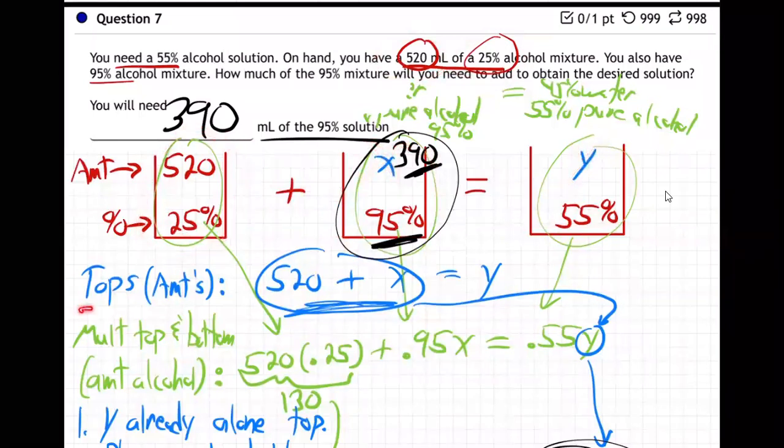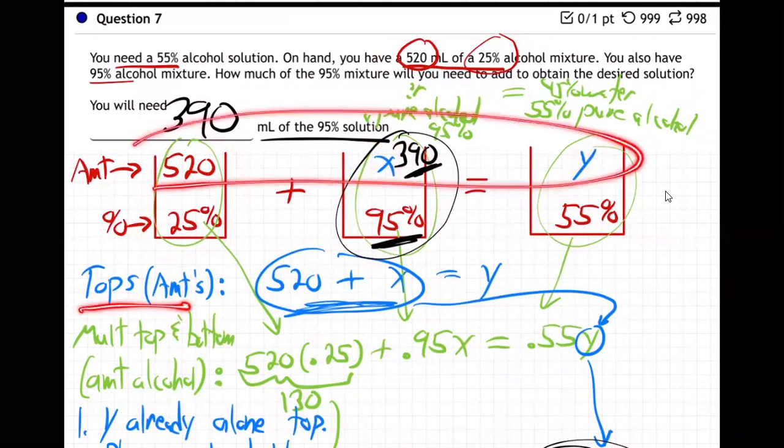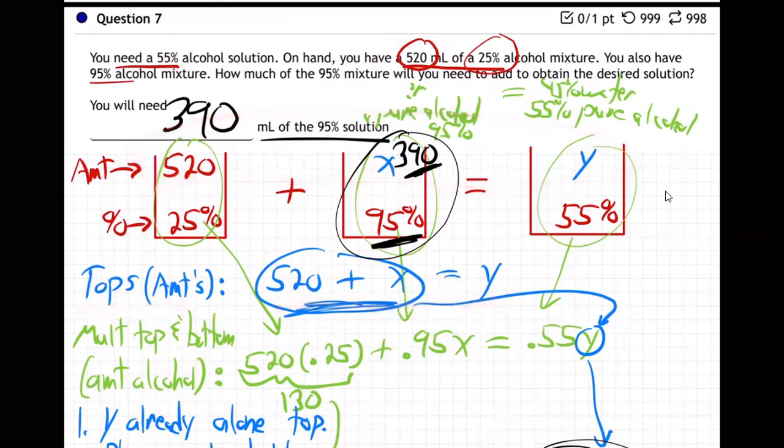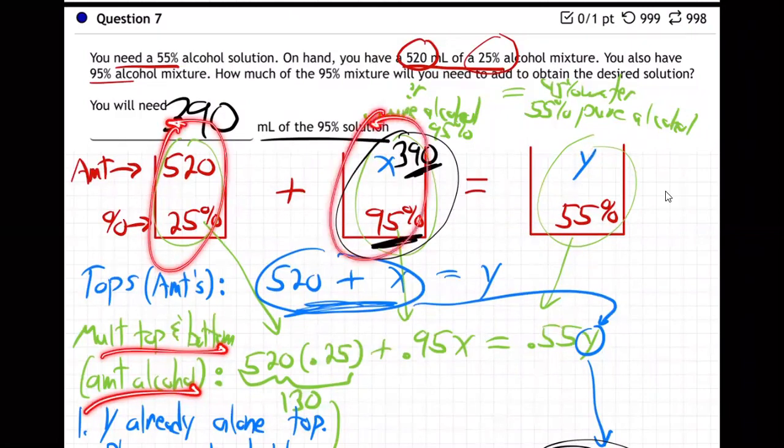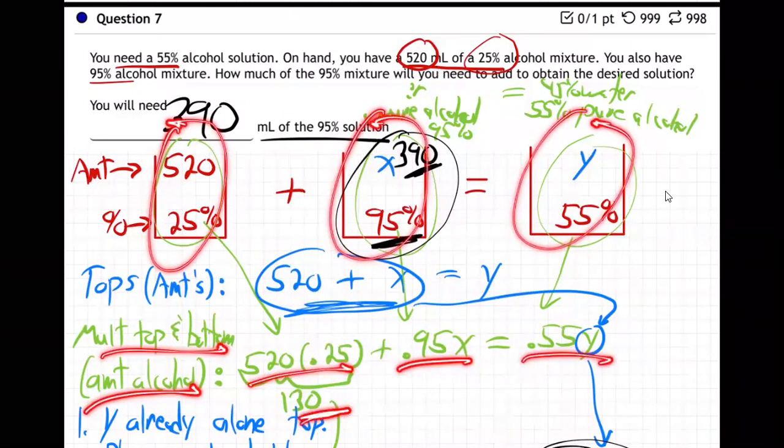Write your 2 equations. First equation is just top, top, top, because that's total amount. 520 plus X equals Y. Second equation is multiply top and bottom. That's the amount of alcohol. Multiply those two, and you get the actual amount of alcohol in the first beaker plus alcohol in the second beaker equals alcohol in the third beaker. Multiply, multiply, multiply. These two make 130.